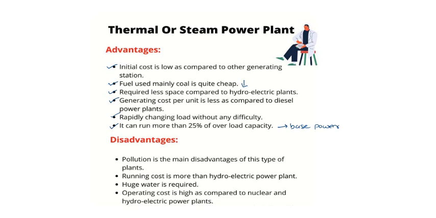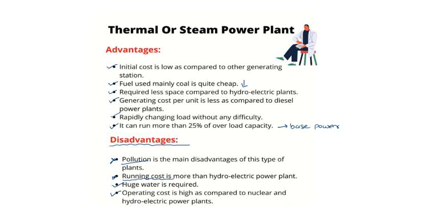Apart from that, there are certain disadvantages. Pollution is the main disadvantage of this type of power plant. Also, the running cost is higher than that of a hydroelectric power plant, because the calorific value of coal is low, so we require a high amount of coal, and that's why the running cost is high. Huge amounts of water are also required, because we want to convert water into steam. The operating cost is also very high compared to nuclear and hydroelectric power plants.